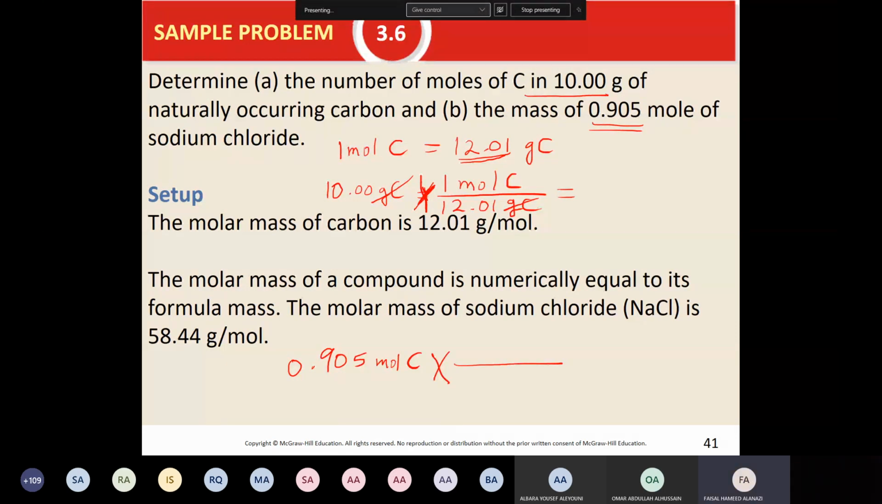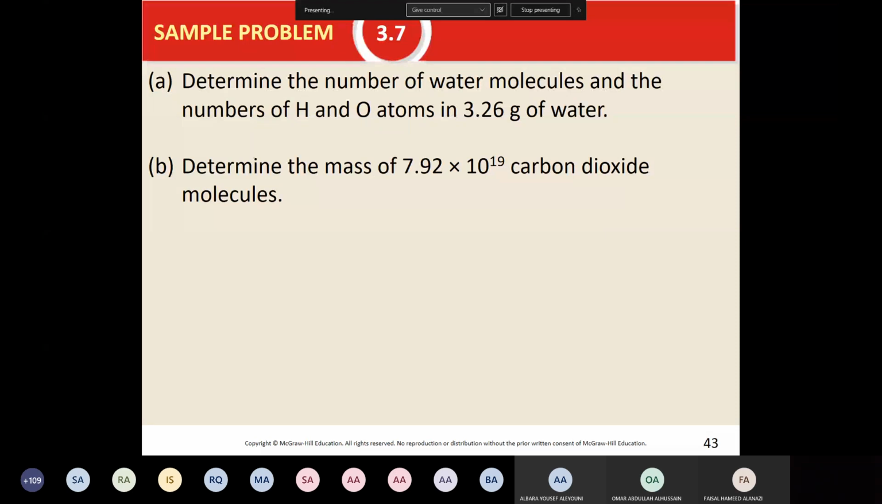Times 12.01. I should get rid of the mole carbon. I want to get rid of mole carbon, so I will put mole carbon here, get rid of this unit with this unit, and I know 1 mole carbon equals what? 12.01 what? Gram carbon. And we have the answer. Is this clear? Very good. Let's go even further.